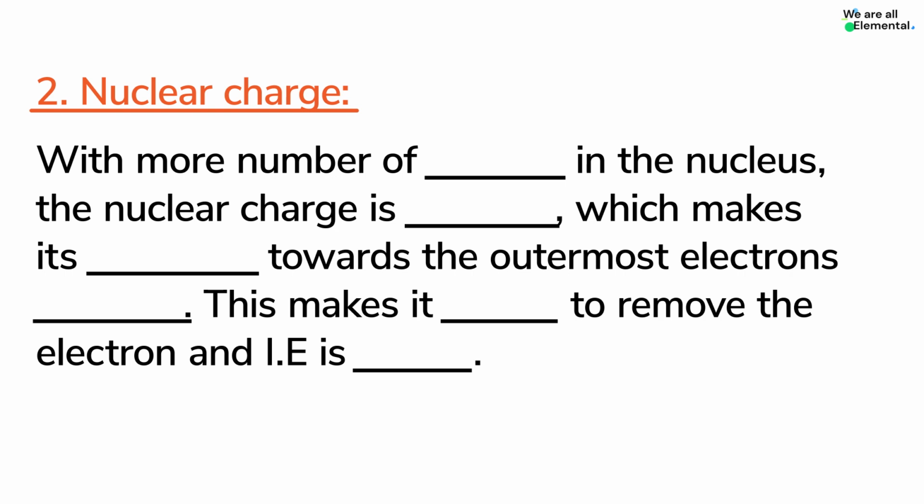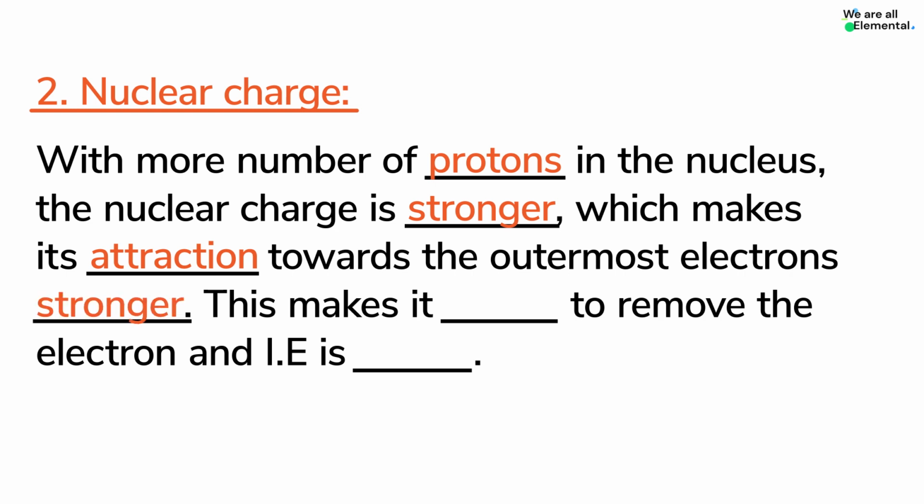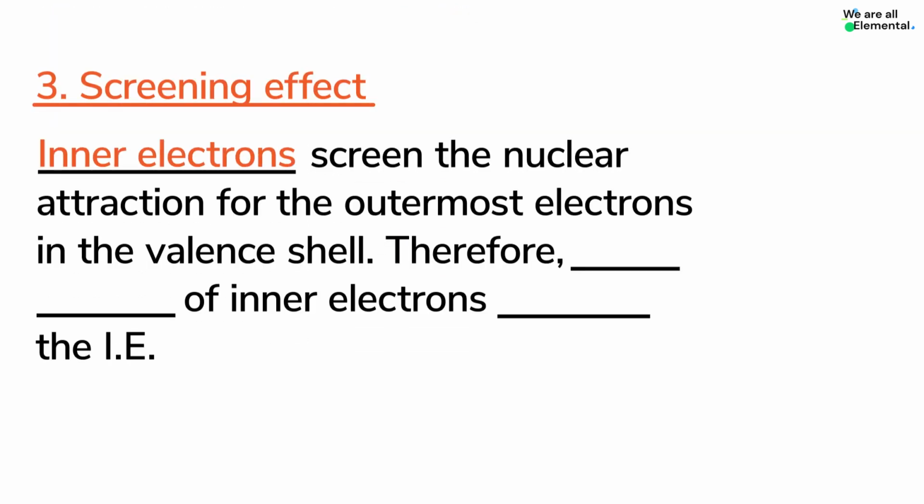Nuclear charge. With more protons in the nucleus, the nuclear charge is stronger, which makes its attraction towards the outermost electron stronger. Now this makes it harder to remove the electron, and therefore ionization energy is higher. In other words, the more protons in the nucleus, the higher the ionization energy. The inner electrons screen the nuclear attraction for the outermost electrons in the valence shell. Therefore, a larger number of inner electrons decreases the ionization energy.